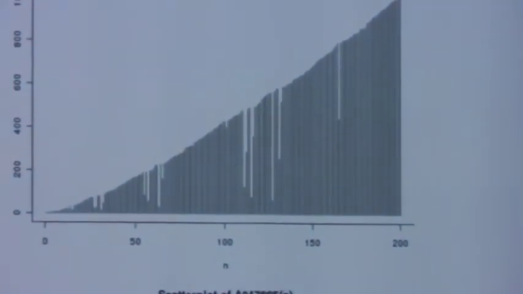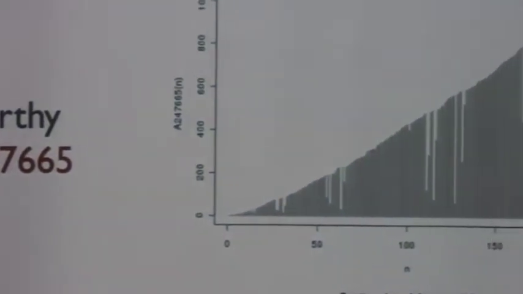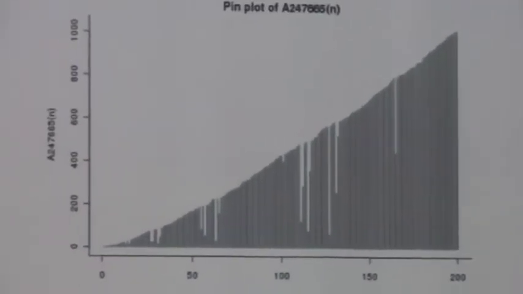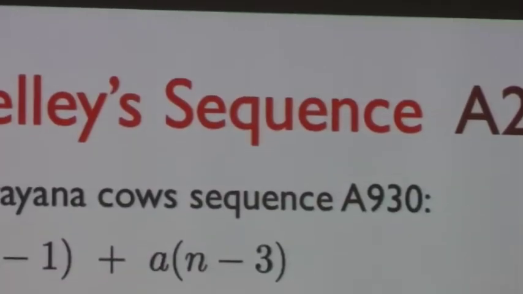Did I have a graph? Yes, sorry. Okay, so here's a graph of the first 200 terms. And they're pretty much all primes, except for a few drops, a few spots down here. So I think with a bit of work we can solve that.